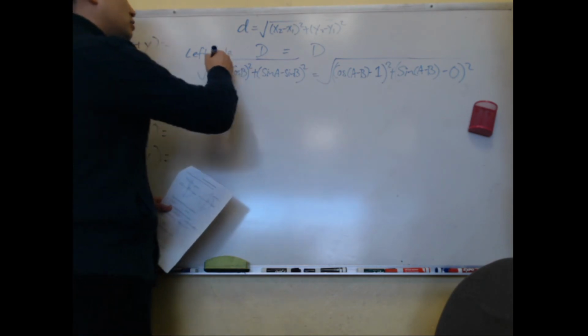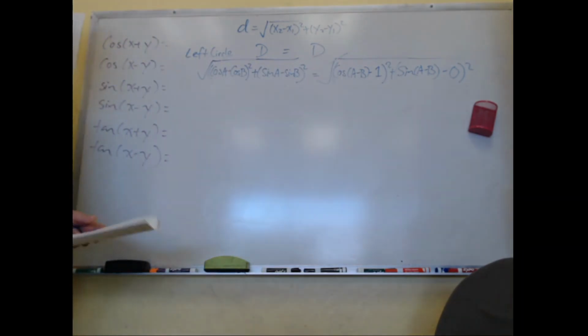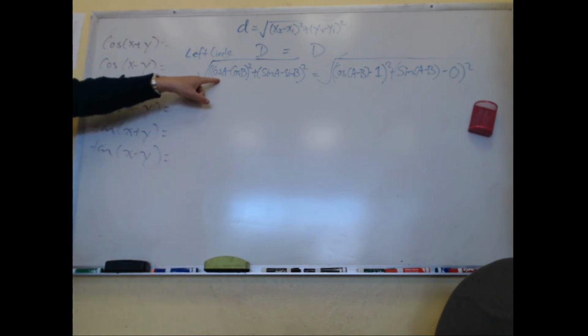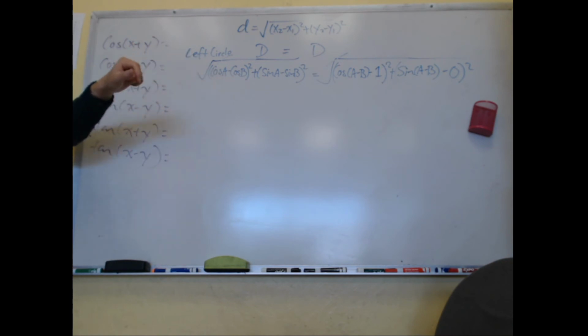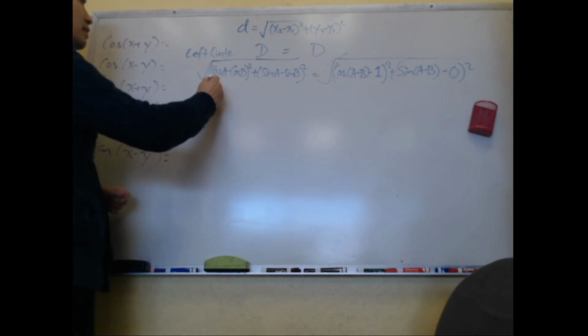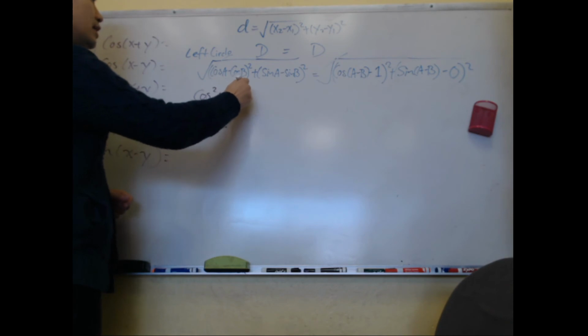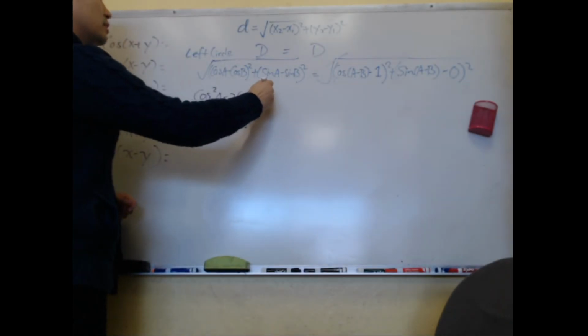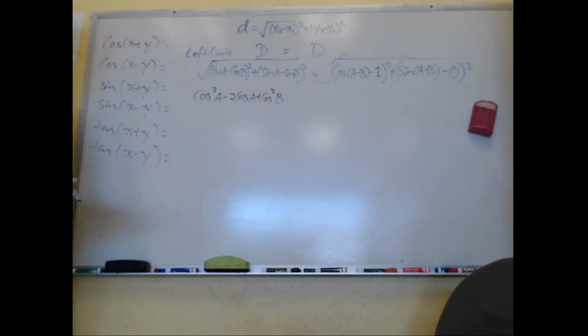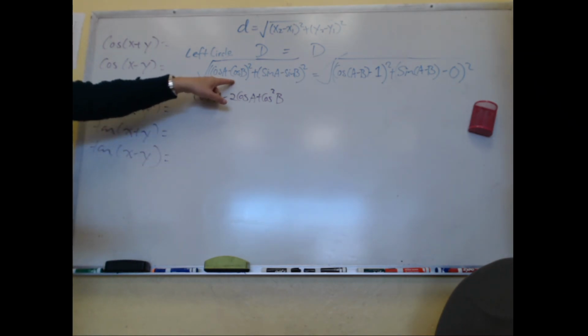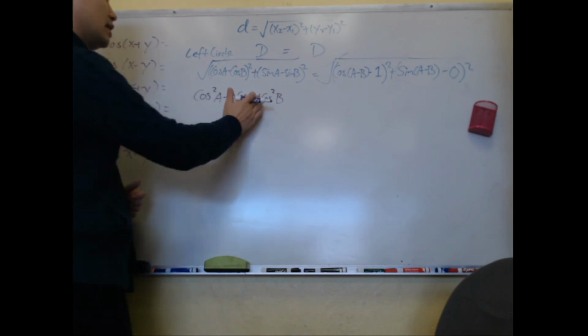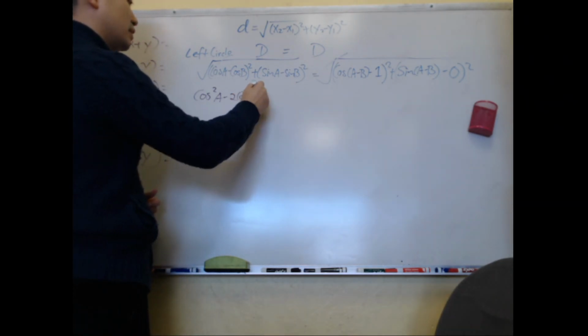So now, basically we just cancel out the radicals. And now what can we do? Can we just expand it? Expand each perfect square. So cosine squared of A minus 2 cosine A cosine B plus cosine squared of B. Minus 2 cosine A cosine B. I forgot one thing here.